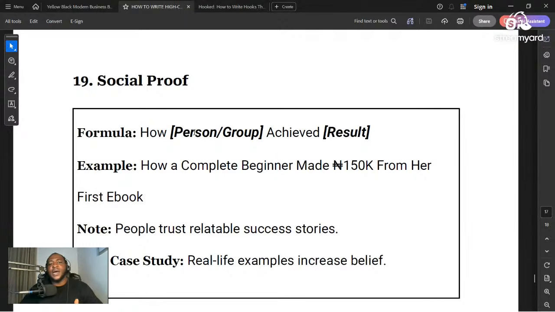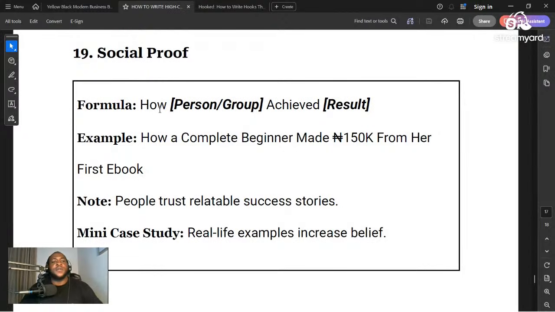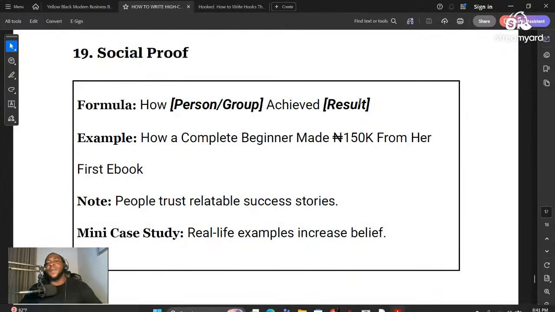We can now use how this 9 to 5, how this stay-at-home mom lost 30 kg. You can see how a complete beginner made it. So now let's use this one. Let's not go far. So the framework is social proof: how a person or group achieved a particular result.